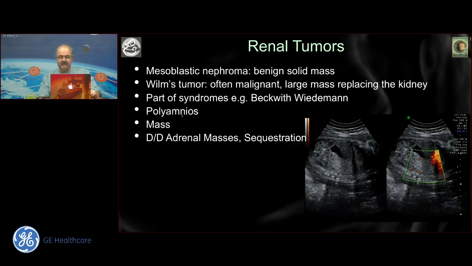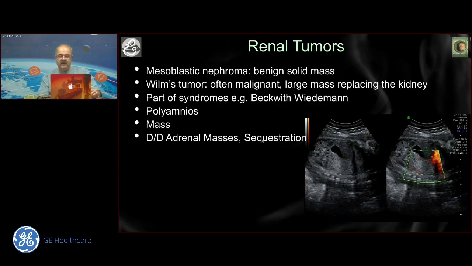Polyhydramnios is not unusual. The differential diagnosis invariably includes adrenal masses, and like all masses, we normally tend to pick them up after pregnancy is more than halfway through, and certainly more after 26 weeks. But there could also be extrapulmonary sequestrations, extralobar sequestrations sitting outside the thorax itself.